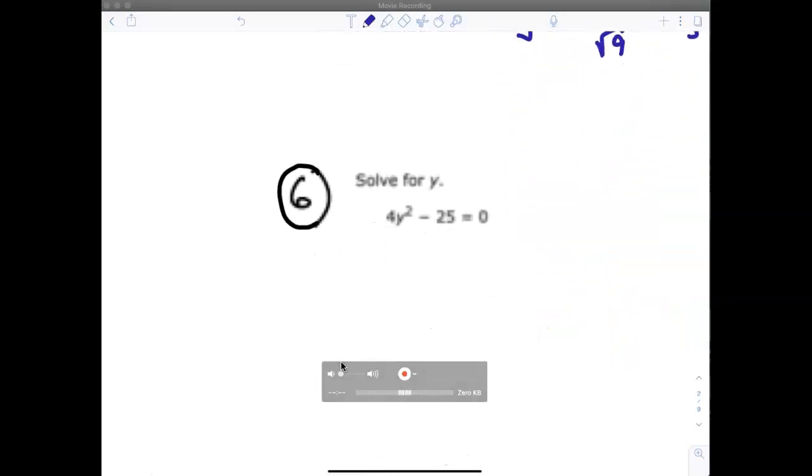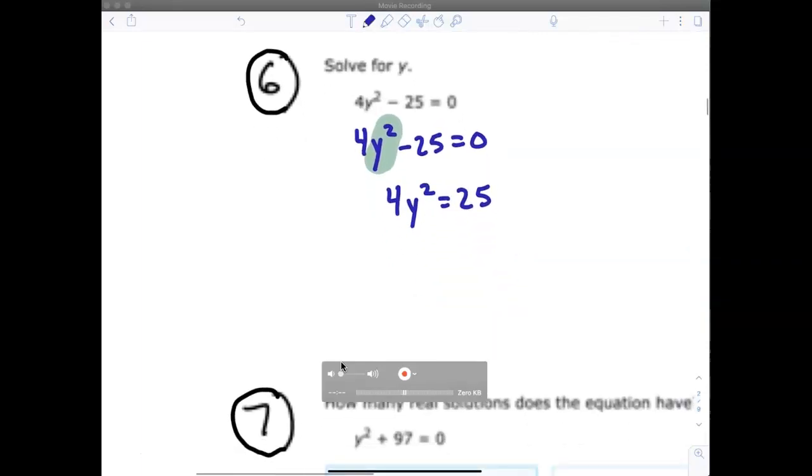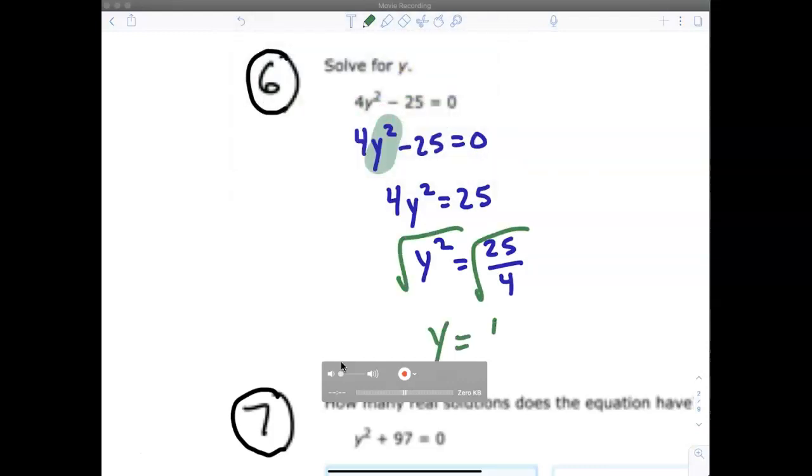Again, it's a little blurry. So I'll double check you. 4y squared minus 25 equals 0. Again, we're going to isolate the y squared. So I'm going to add 25 to both sides. So you're able to say 4y squared equals 25. And then I want you to be able to say y squared equals 25 over 4. And then square root of both sides. So y is equal to plus or minus 5/2. So again, simple, simple, simple.